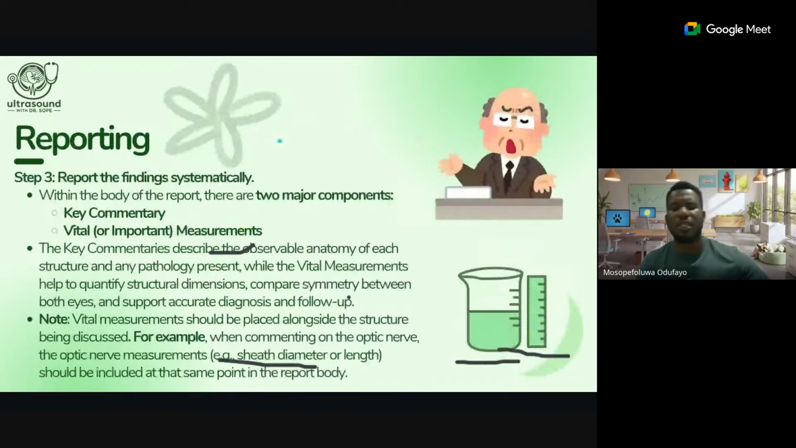Then the next thing you're going to do is to report your findings systematically. Key commentary and vital measurements are the two important things in an ocular scan.